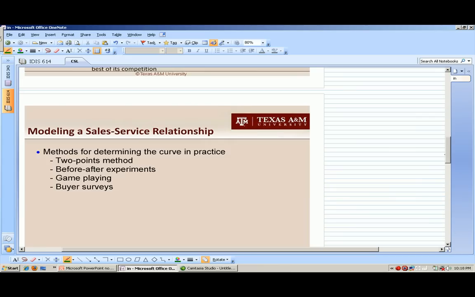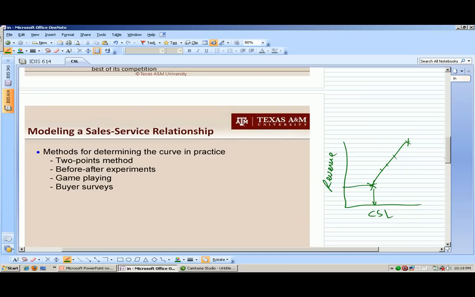Okay, the first one is called the 2-point method. In this one basically what you are going to do is you will have two different customer service levels in the diminishing return area. Let's say this is the first customer service level and you observe the result. Okay, this is your CSL, this is your revenue or sales. Okay, and then you observe this one as well. You draw a line and say this is my customer service level relationship. And the reality is we don't really know, but we are trying to estimate.